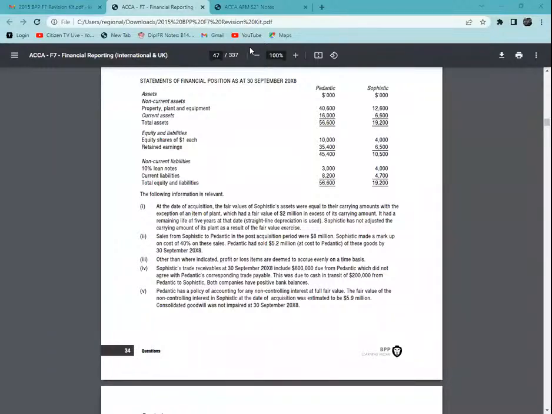Note number 1, we are picking only things that will affect our statement of financial position, things that will only affect our balance sheet. We are told, note number 1, at the date of acquisition, the fair values of Sophistic's assets were equal to their carrying amounts, with the exception of an item of plant, which had a fair value of 2,000 in excess of its carrying amount.